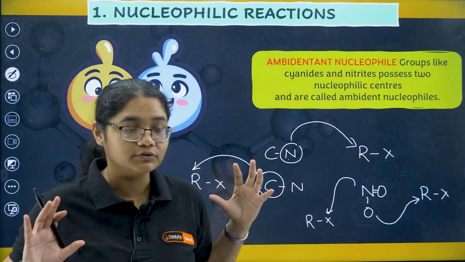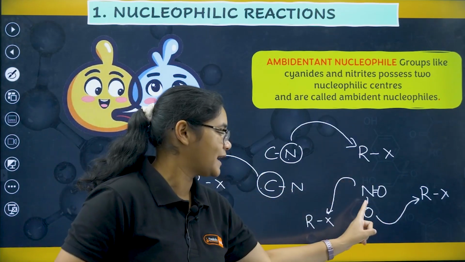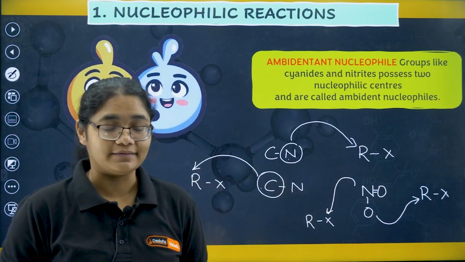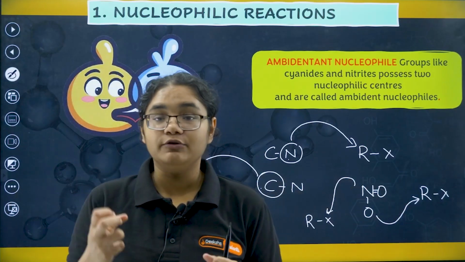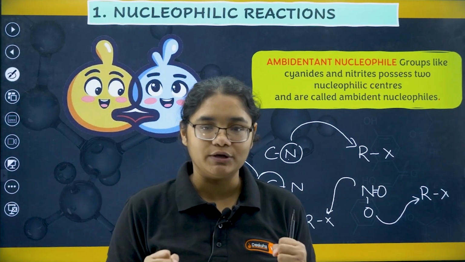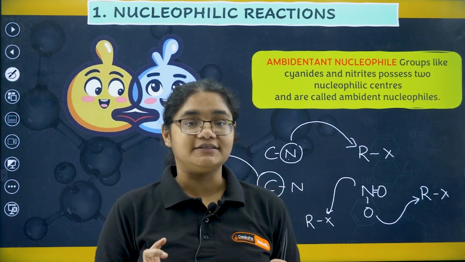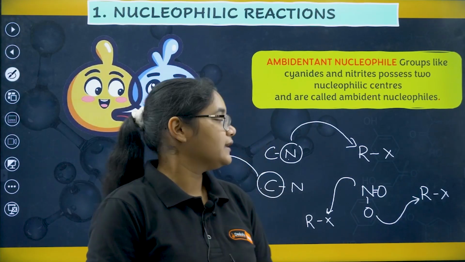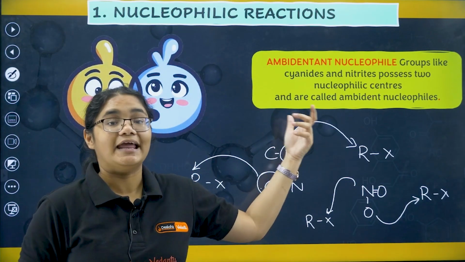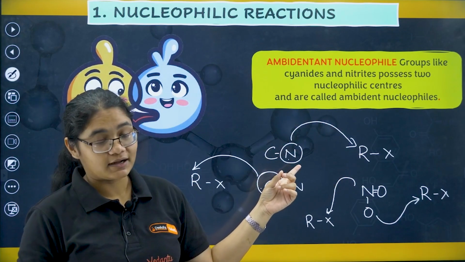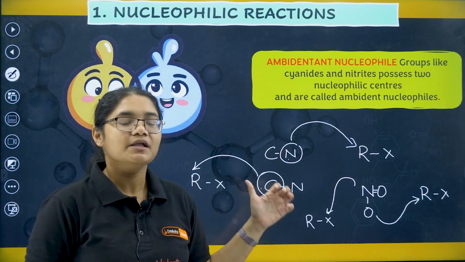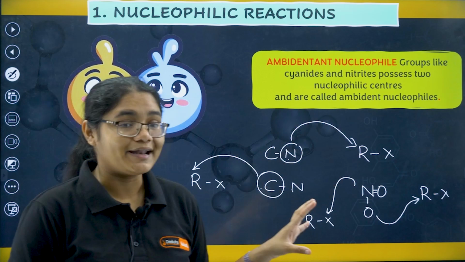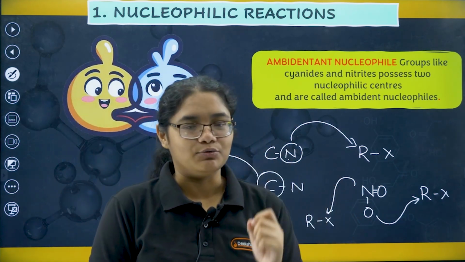It is not that both are attacking at the same side. O is also reacting, N is also reacting. It is not like that. It depends on the reagent that you are using. If you give a certain type of reagent, then O will react. If you give a certain type of reagent, then N will react. Here if you give some other type of reagent, C will react. So these types of nucleophiles are called ambidentate nucleophiles.